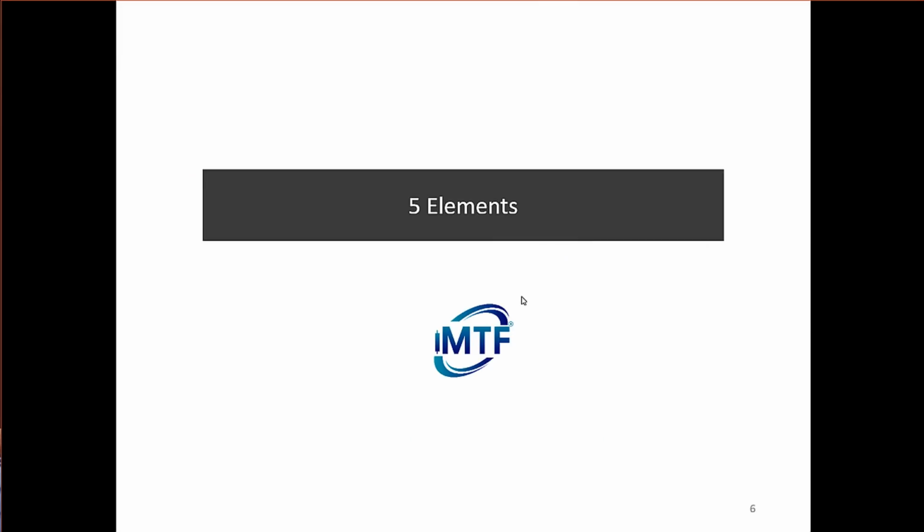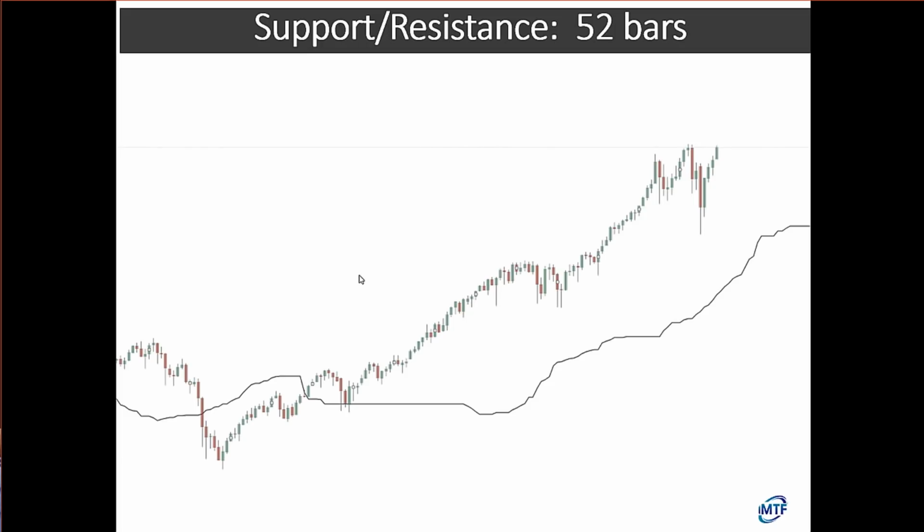So now let's break down the 5 elements in a very simple way. Let's now talk about the 5 components that make up the Ichimoku system. We're going to talk about this from a high level, because there are individual videos that cover each one of these elements in great detail. But I quickly want to go over everything with you.